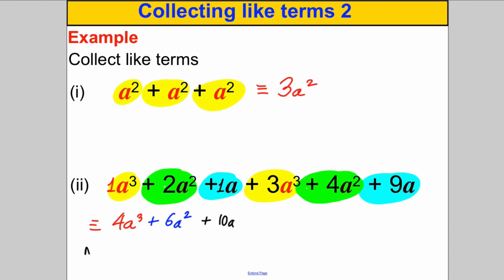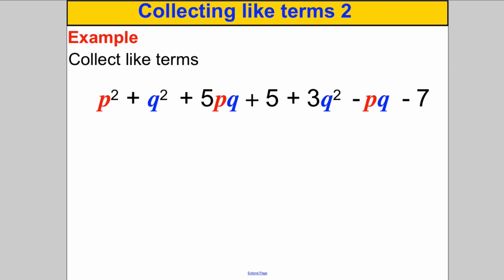And just a little note here: do you remember when I had x's, y's and z's, I wrote them out in alphabetical order? With these, I write the biggest power first. This has a power of 3, this is a power of 2, this is a power really of a 1. I write them from biggest to lowest power. That's just mathematical convention.